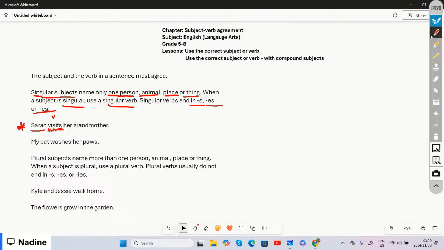And we specifically say that if our subject is singular, referring to either one person, one animal, one place, or one thing, then we need to use a singular verb which ends in s, es, or ies. We made an example: Sarah visits her grandmother. Visits, which is our verb, ends with an s.